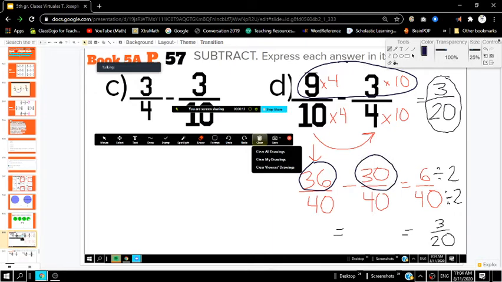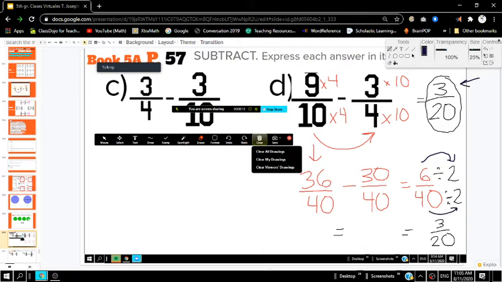Now that we have the same denominators, what we can do is just subtract like normal. 36 minus 30 equals 6, and our denominator stays the same. But what we need to do is simplify our fraction. So before we're finished, we need to understand that 6 and 40 can both be divisible by 2. 6 divided by 2 is 3, and 40 divided by 2 is 20. Our final answer is 3/20.